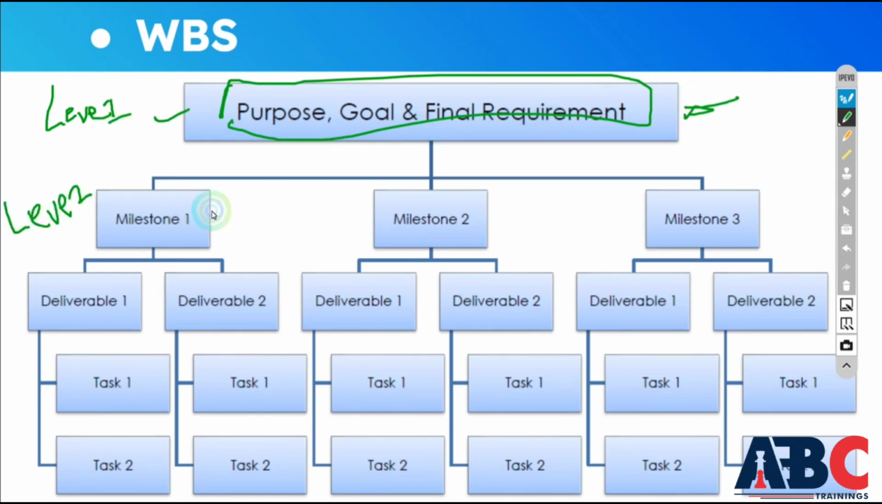Different milestones are created in it, like foundation. After foundation, like beam or column creation, after that wall construction, after that flooring. So these are different types of finishing works. In this way you create milestones in it, and after that, under them, deliverables are created.